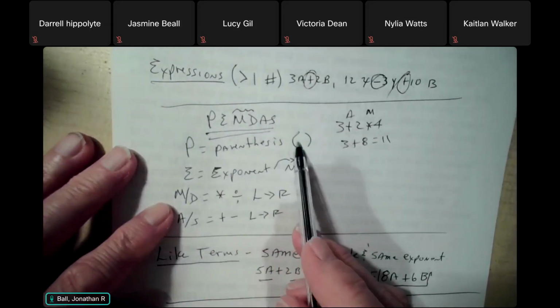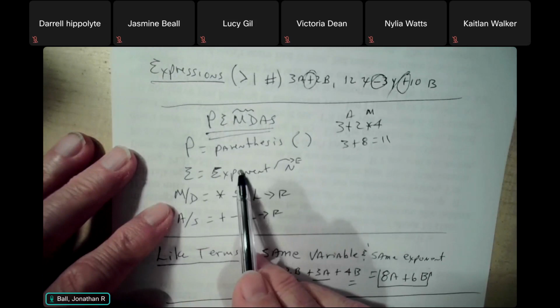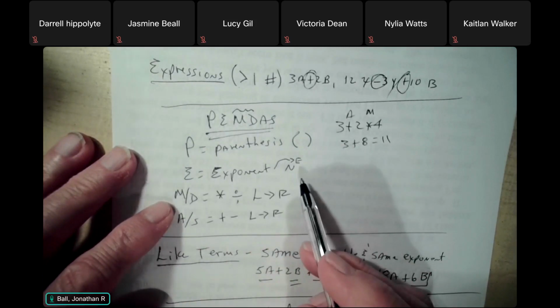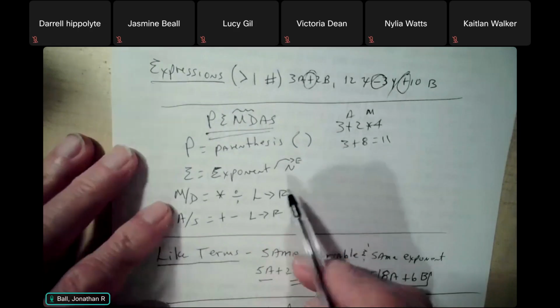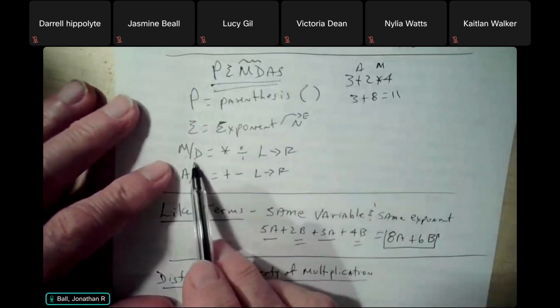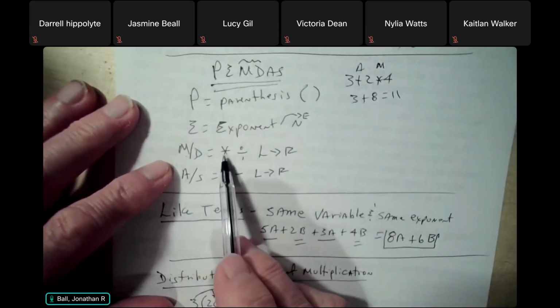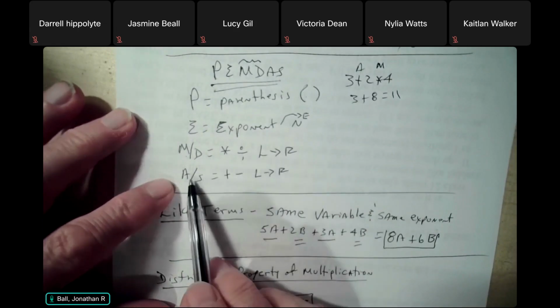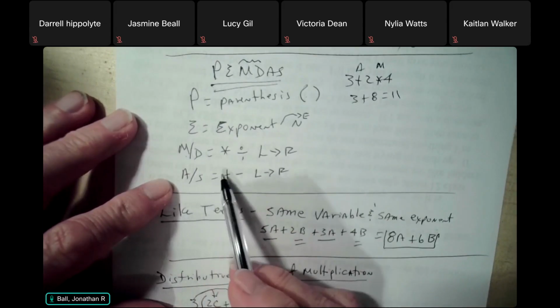The P is parenthesis. E is an exponent. We'll go more into exponents. Maybe not next week, but probably the following week. The M and the D, again, are like twins. It's multiplication, division, whichever comes first from left to right. And the same thing with addition, subtraction.